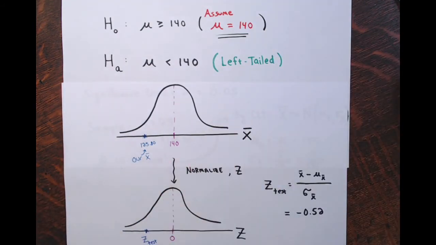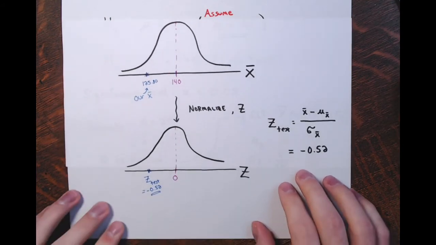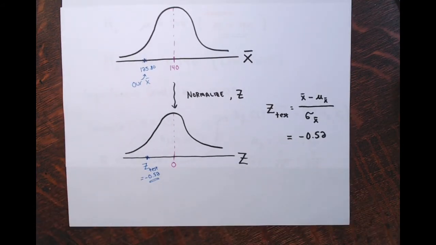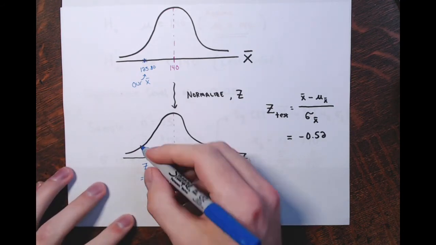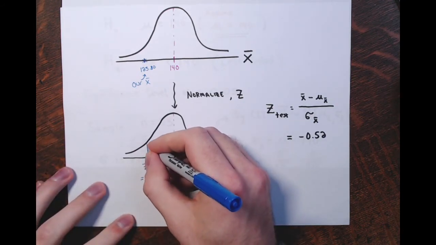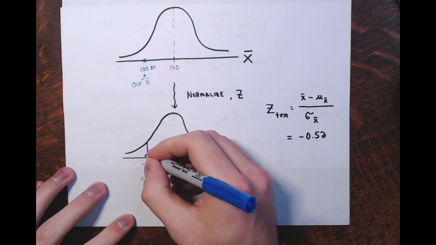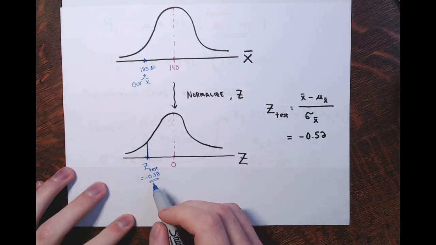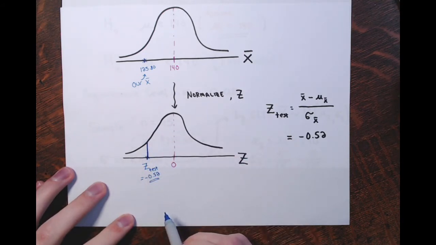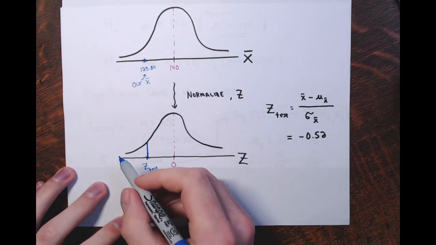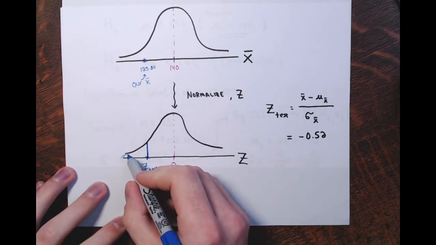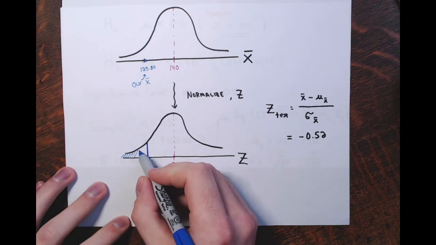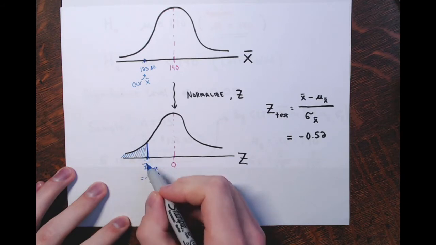And if you're running a left-tailed test and you're doing this p-value approach, you're going to take your test statistic, our negative 0.52 z-score here, and since it's a left-tailed test, I'm going to find the area to the left of your test statistic.